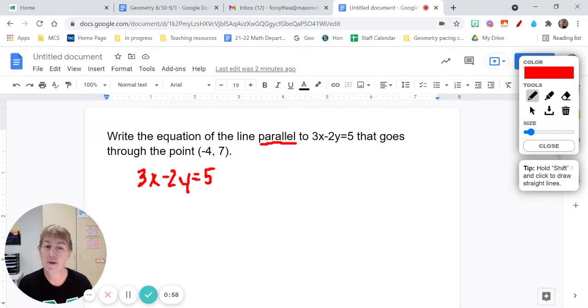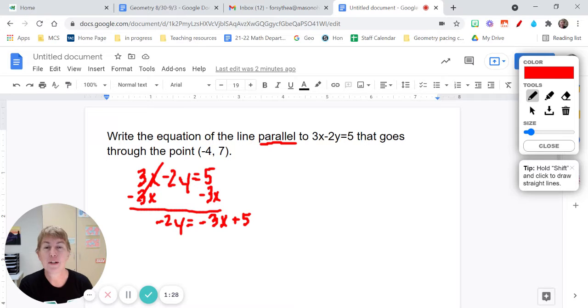And I would do this whether it said parallel or perpendicular. I still need to know the slope. So minus 3x on both sides to get the y term by itself. And now it looks like this, negative 2y. I'm going to do the x part first to be true to y equals mx plus b. The negative 3x plus the 5.